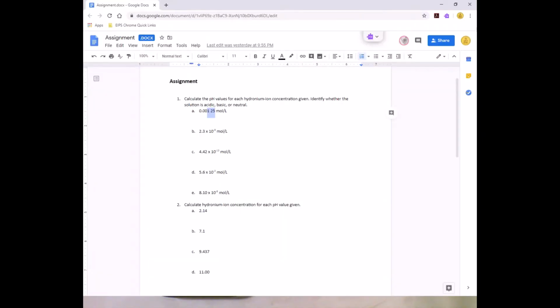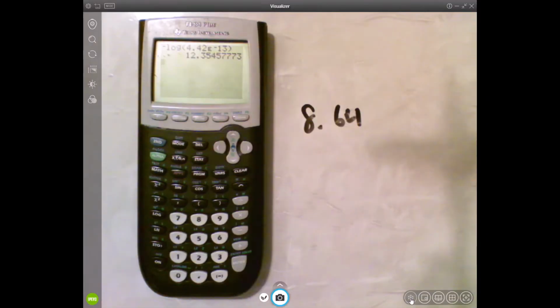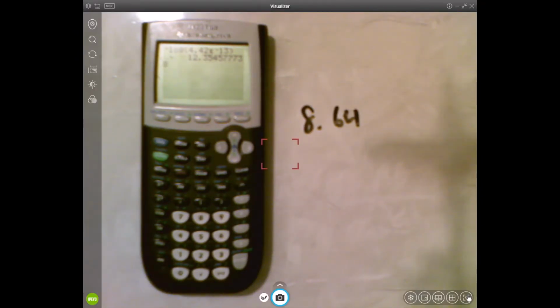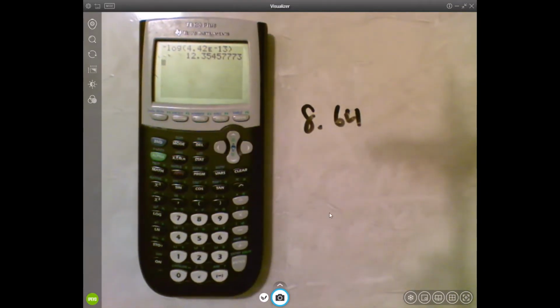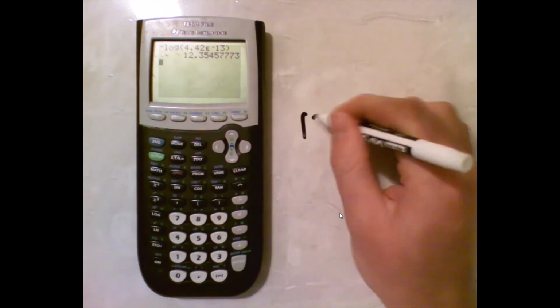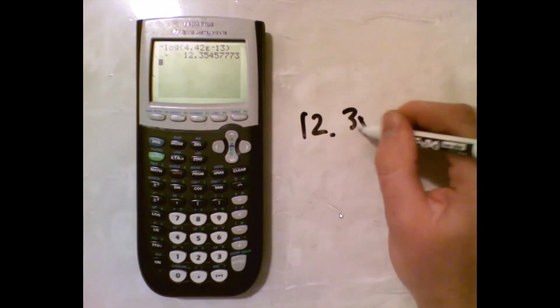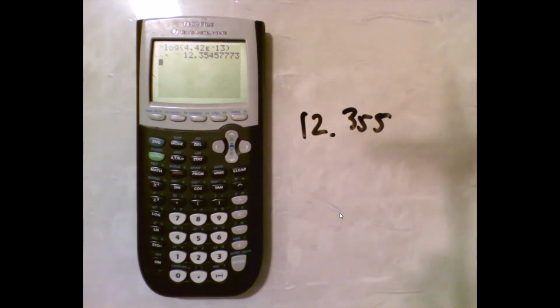For the next one, we would negative log 4.42 times 10 to the negative 13. It's got to re-autofocus there. Let's autofocus that. There we go. And for this one, we want 3 sig digs, so we would have 12 and then 3 numbers after the decimal place, so 12.355 would be the correct answer.